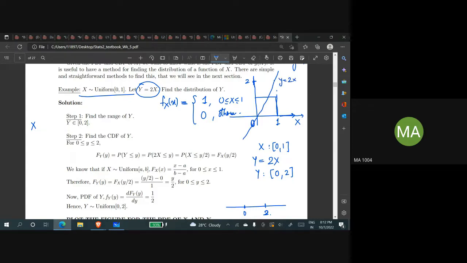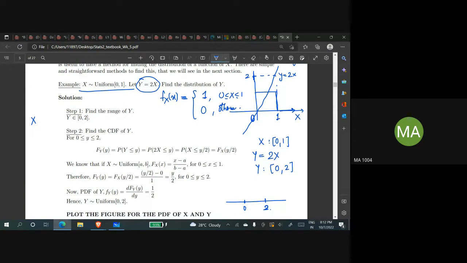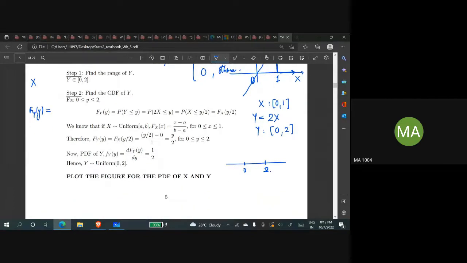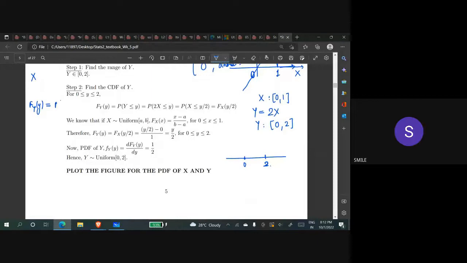Now, okay. So f_Y(y). What do you mean by f_Y(y)? It is just the CDF of Y, the probability that capital Y is less than or equal to small y, right? Yes, ma'am. But what is capital Y? Capital Y is 2x. So 2x is less than or equal to y, right?